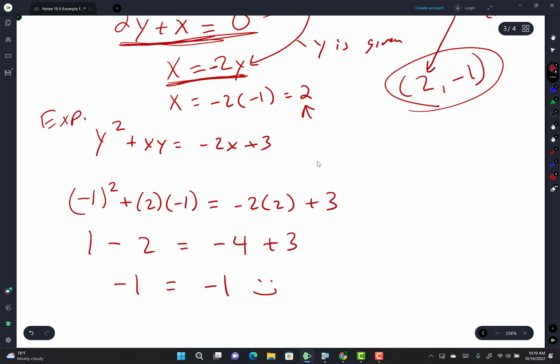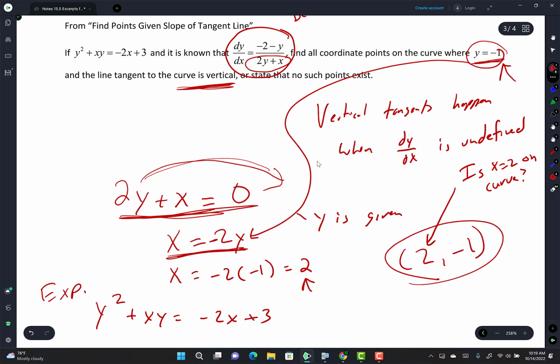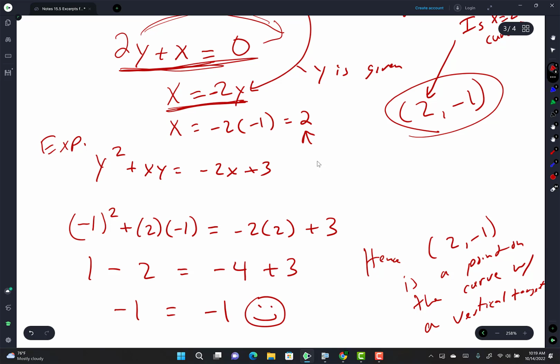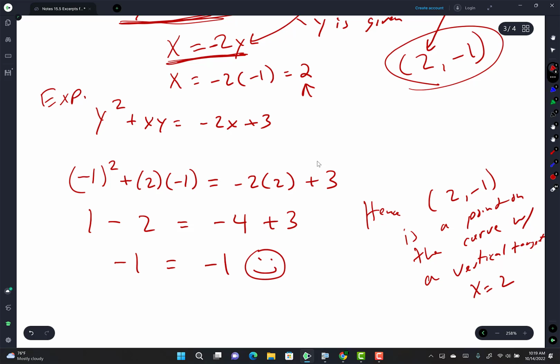Man, these guys. Is it on the curve? Yes. Yes. I actually want to see this one too. I want to see this vertical tangent. So what's the answer? 2, negative 1. Hence, 2, negative 1 is a point on the curve with a vertical tangent. If I have a vertical tangent, that means x equals 2.